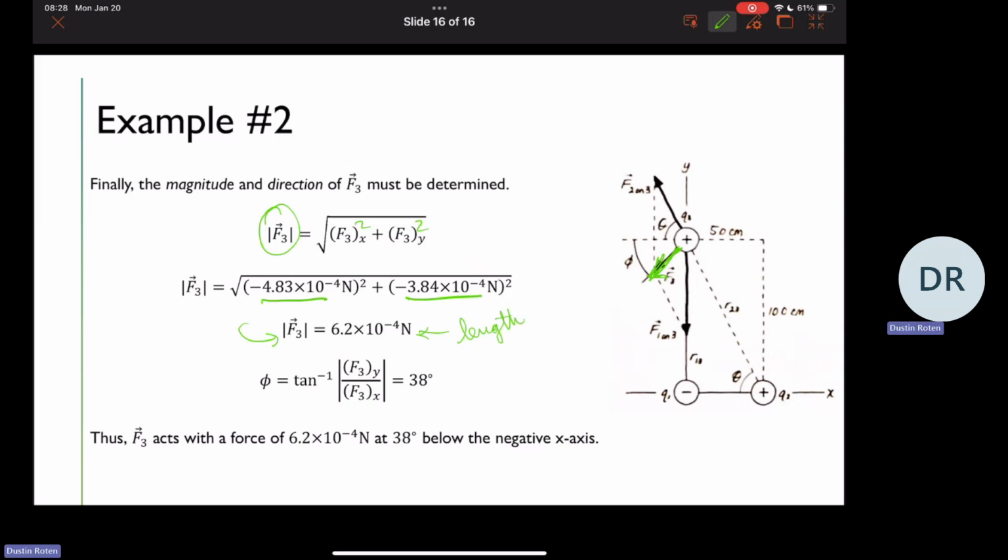Okay, and then to get the angle, so we can talk about where this vector is pointing, we can use the angle phi here. To figure out angle phi, we can essentially just use the ratio again. It makes just a triangle, so the y component over the x component. And then we take the inverse tangent of that. That gives us roughly 38 degrees.